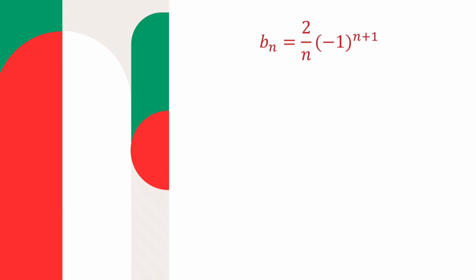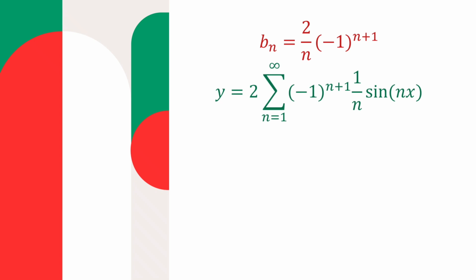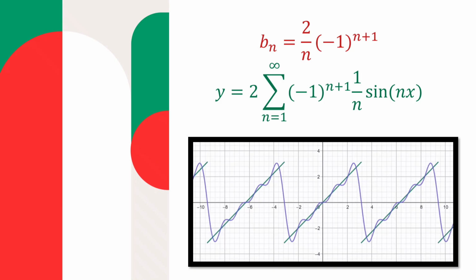Now simplifying, we get that bn, the coefficient of the Fourier series, is 2 over n times minus 1 to the power of n plus 1. And what we can do with this coefficient is put it all together for our expression of the Fourier series for y, which is equal to 2 times the sum from 1 to infinity of negative 1 to the n plus 1 times sine of nx over n. We will be using this to get to our final result, which you can see geometrically as a sawtooth function going on periodically with respect to our f of x equal to x.